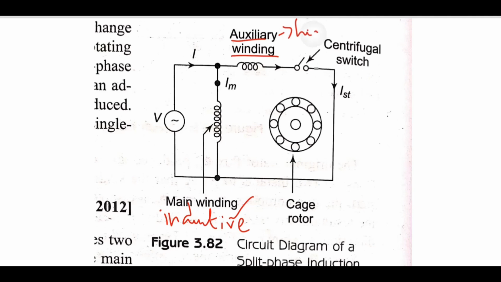For your sake of understanding, I am giving you the important points here. It is a highly resistive auxiliary winding since it carries a series resistance.